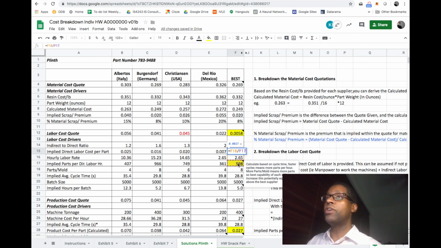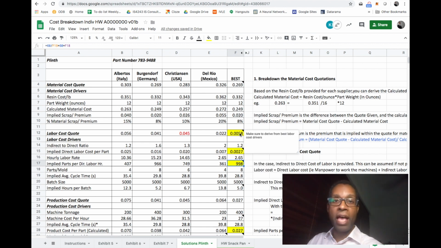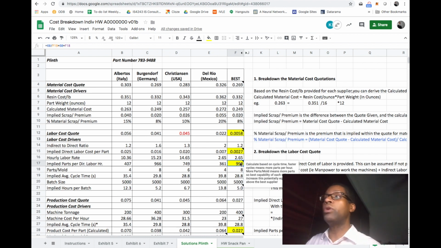So we can see here that the hourly labor rate came from the min, and then the implied parts is calculated based on having the best parts per mold, which is 8, and the speediest cycle time, which is 28.8. So it's better than any other of the suppliers. And that's how we're really increasing and getting to what looks like a very strange number. But this is if the supplier had the best in terms of technology, they had the best in terms of lowest hourly labor rate, then we would, combining those together, have a significantly lower cost of labor costs per unit.